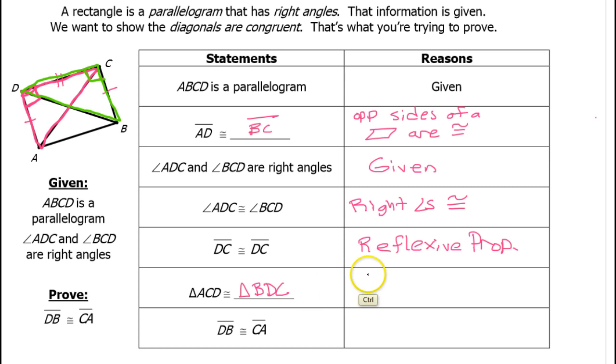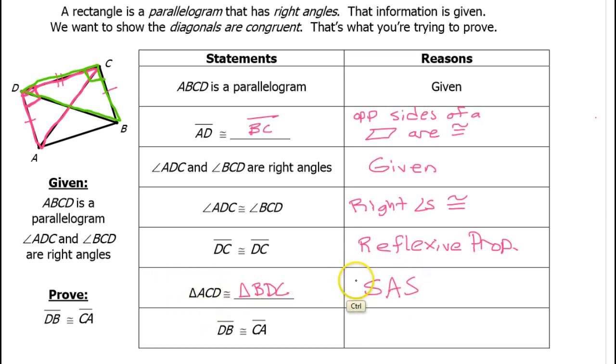Okay, so let's look back and see, why do we know that these triangles are congruent? Well, look at the green triangle, for example. See how we have a side, an angle, and a side. We have two sides and the angle in the middle, and that's the same for both triangles. So these triangles are congruent by side, angle, side.